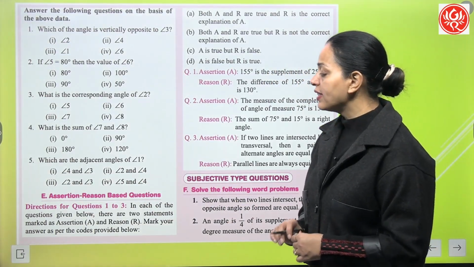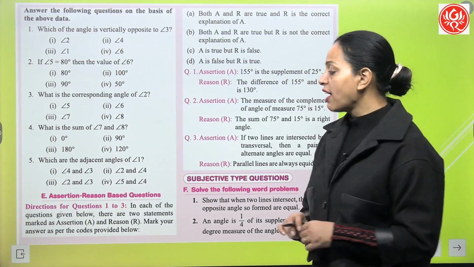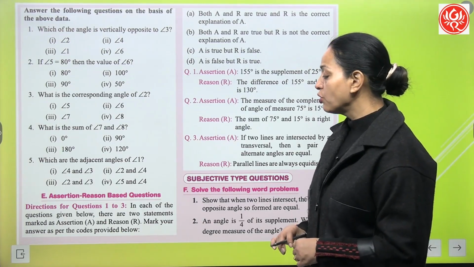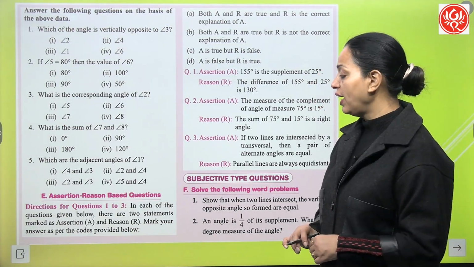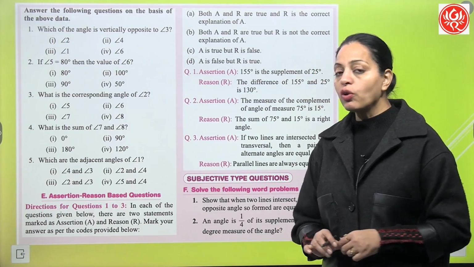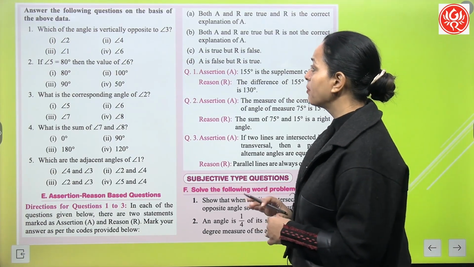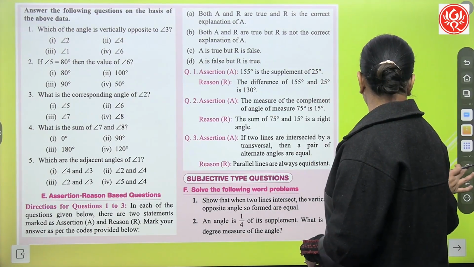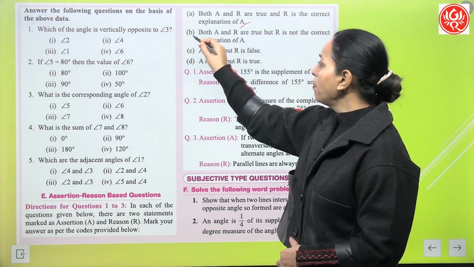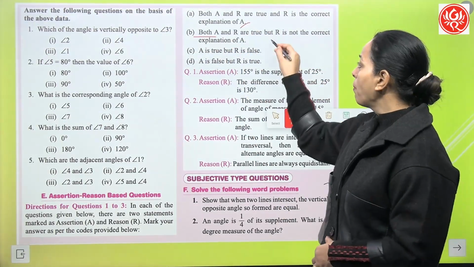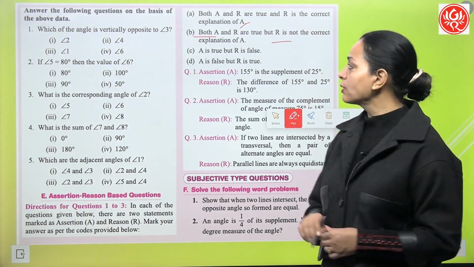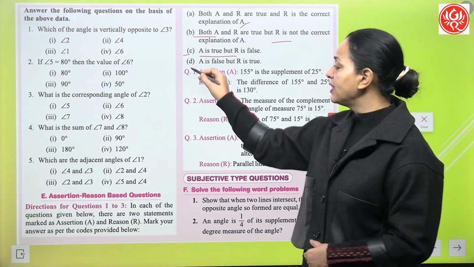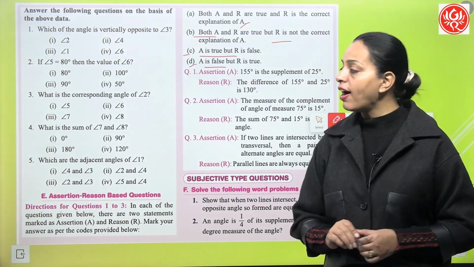Now come to E part, assertion, reason based questions. Directions for questions 1, 2, 3: in each of the questions given below, there are two statements marked as assertion A and reason R. Mark your answer as per the codes provided below. A part, both A and R are true and R is the correct explanation of A. B part, both A and R are true but R is not the correct explanation of A. C part, A is true but R is false, and D, A is false but R is true.